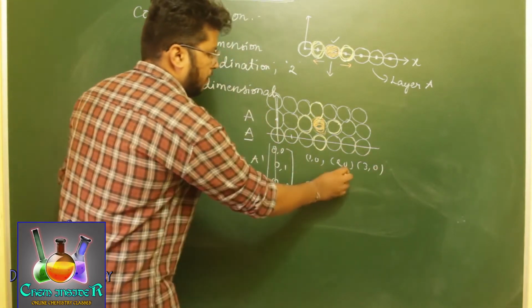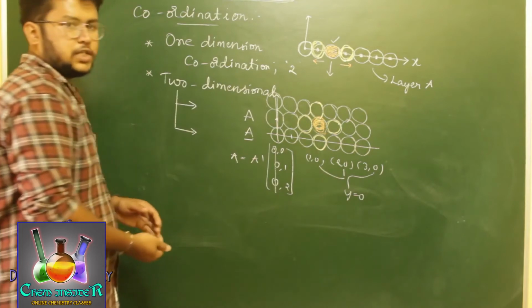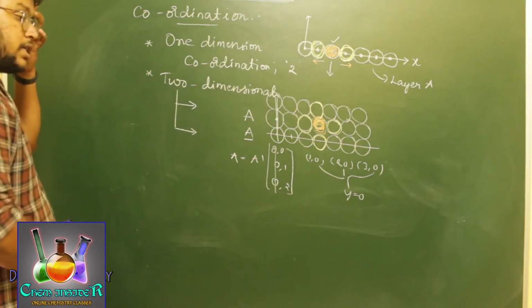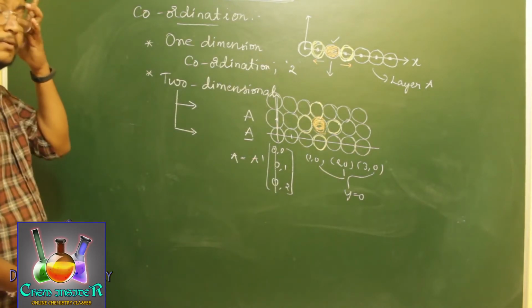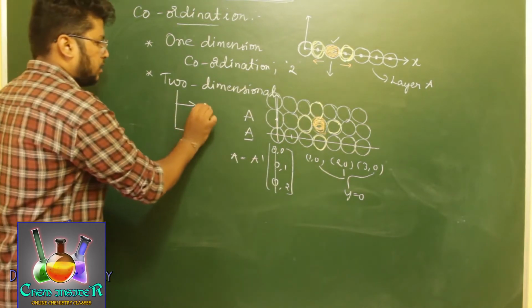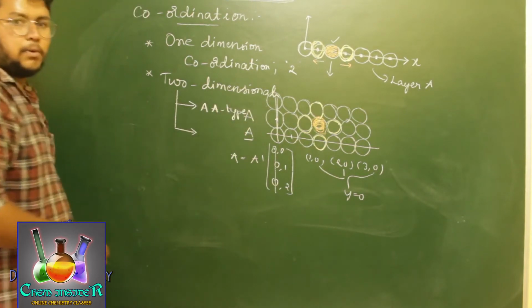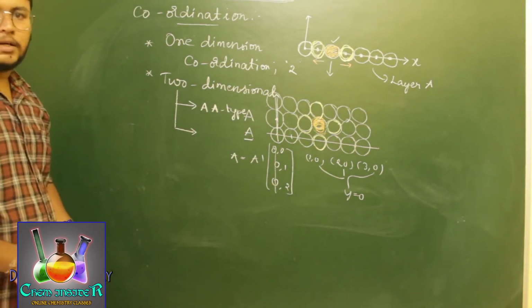That is, our y values will be 0. Just the change will be in the x axis. So this type of arrangement is called AA layer arrangement. That is AA type. AA type of arrangement of atoms in 2 dimensions.